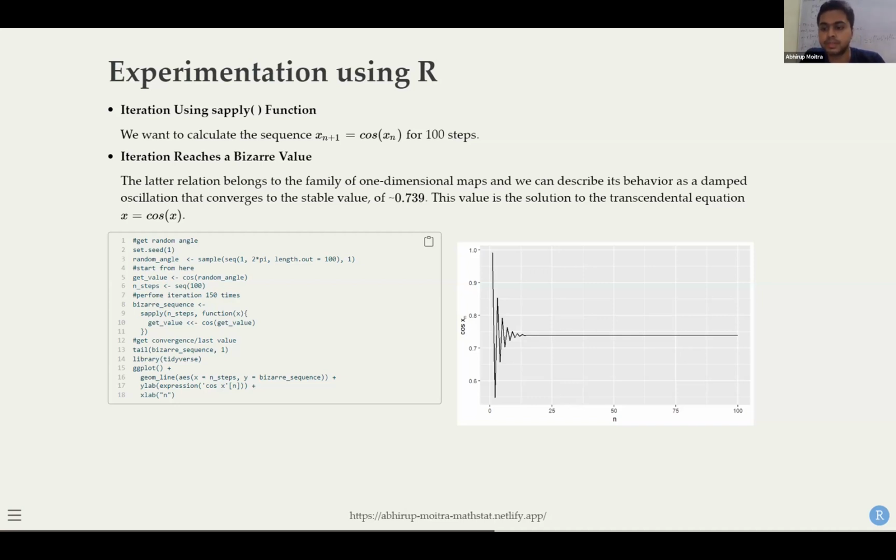So this relation belongs to the family of one-dimensional maps, and we can describe its behavior as damped oscillations that converge to the stable value 0.739. This value is the solution to the transcendental equation x equals cos x. I guess this visualization will make it more clear. Plotting it, it is straightforward to see that once the iteration reaches 0.739, it stabilizes at a fixed value.